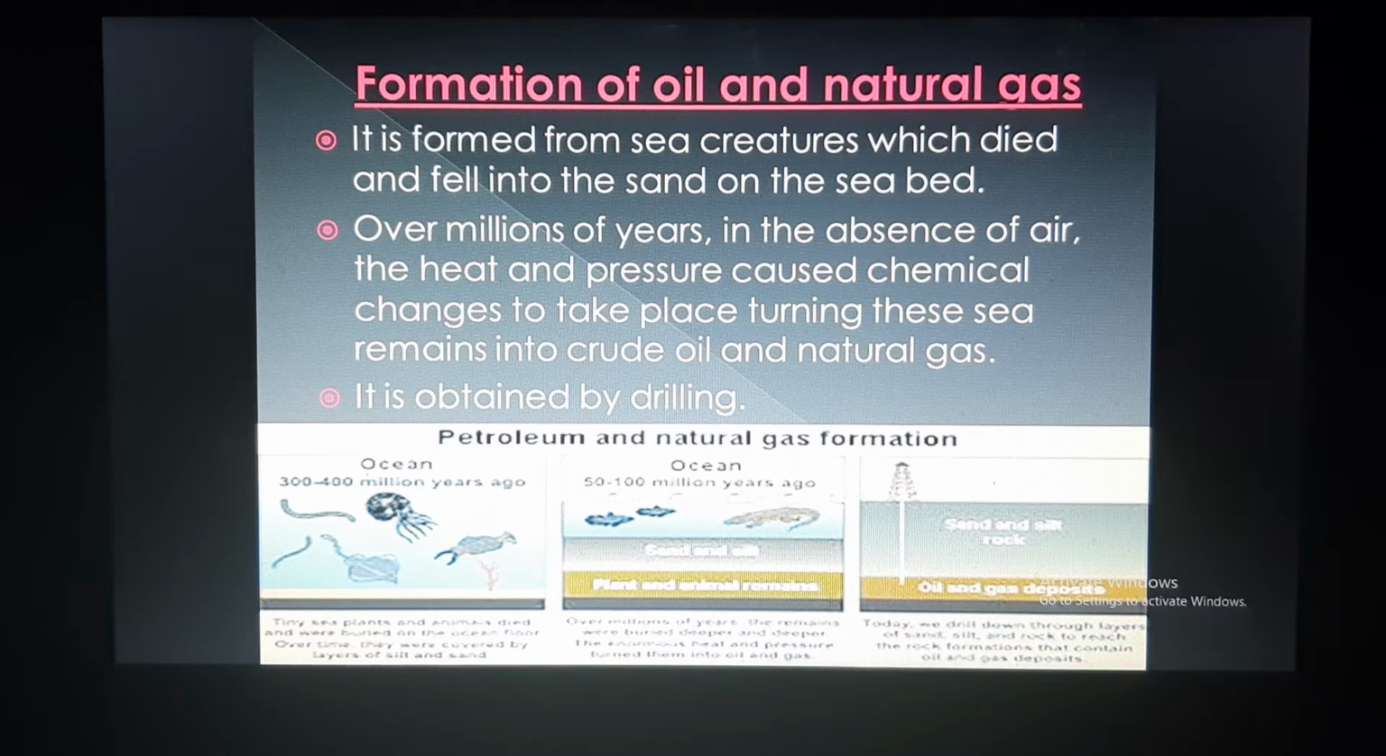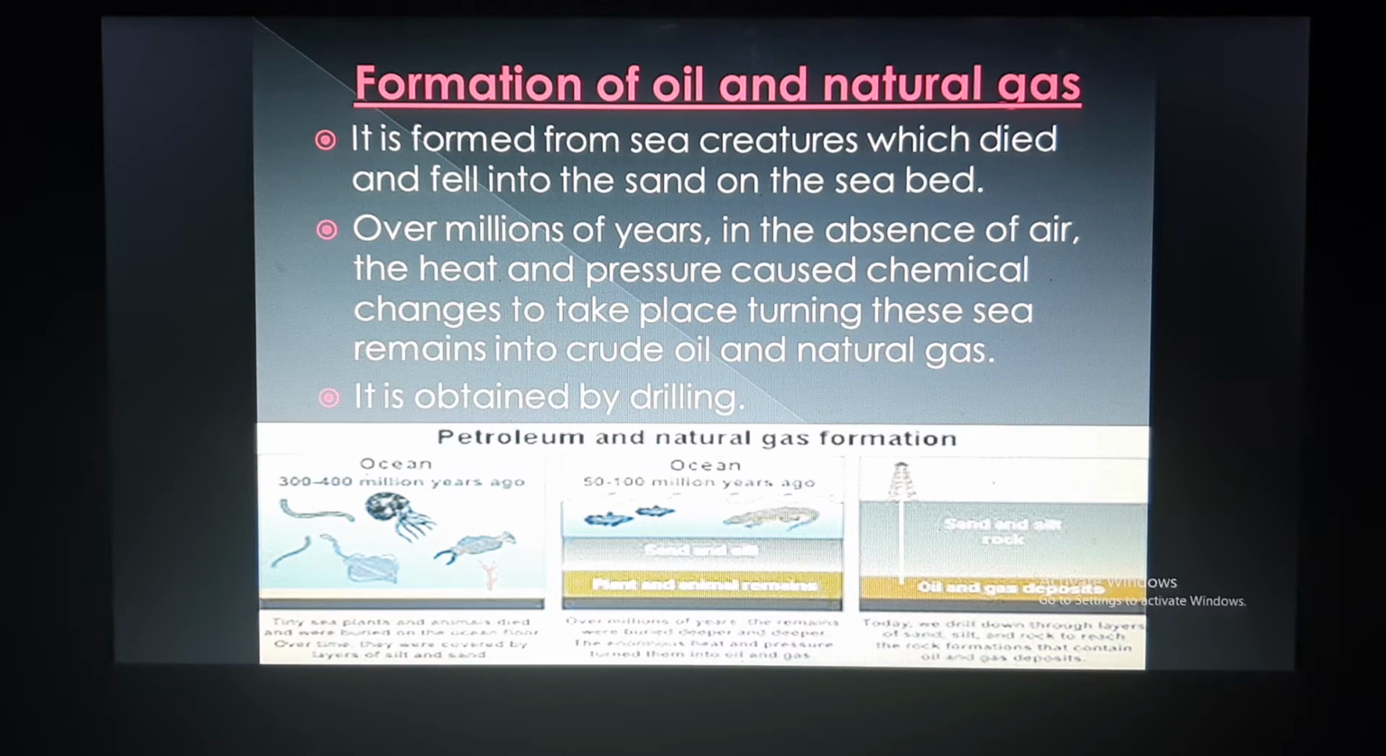Now we are discussing the formation of crude oil and natural gas. It is formed from sea creatures which died and fell into the sand on the sea bed. That means crude oil and natural gas are formed from the remains of sea creatures. This also takes millions of years in the absence of air. The heat and pressure cause chemical changes to take place, turning the sea remains into crude oil and natural gas.